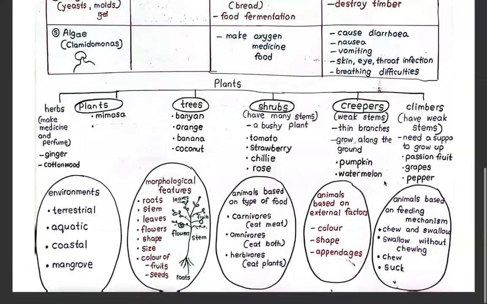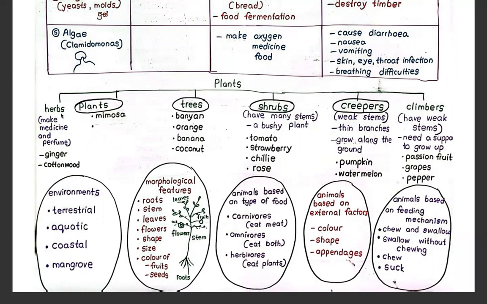Let's have a look at plants. Now I have circled the types of plants which they have given in the textbook. In addition to those types of plants, I have given you two other types such as herbs and climbers. Herbs means medicinal plants, climbers means creepers, right?